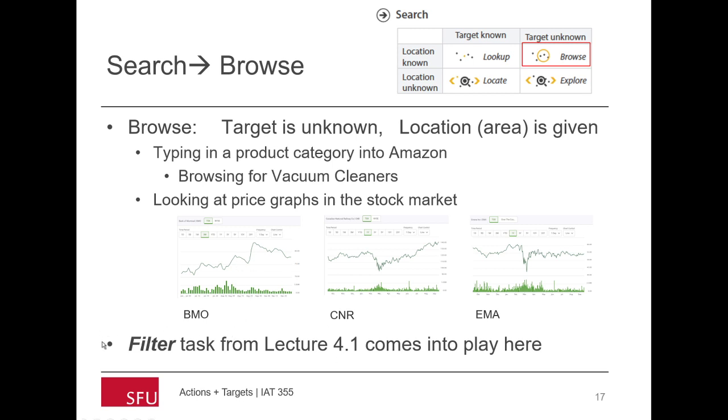There's a similarity to filter from lecture 4.1 going on here, where the act of focusing on a subset is at play. In browsing, though, the filtration has more of an implication of the location, and you go to that location first before you look at the details.